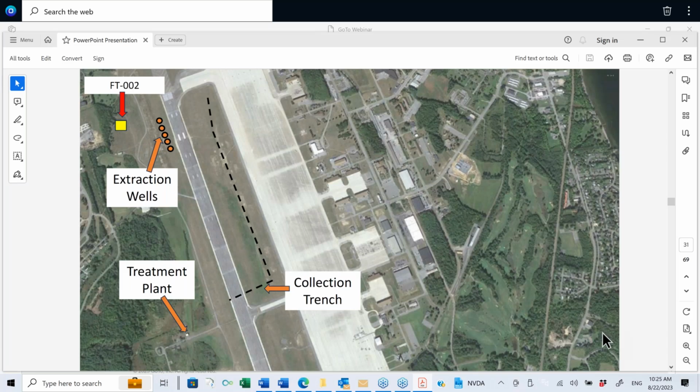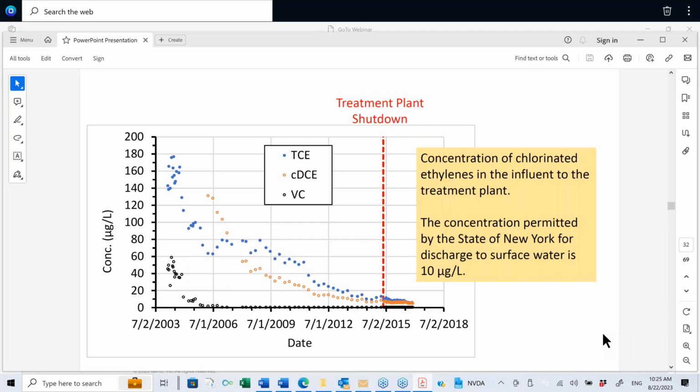And so what they had is they had 5 extraction wells up close to the source of the plume, and then a long collection trench that collected the down gradient portion of the plume, and then both waters, water from the collection trench and waters from the extraction well, were treated in a treatment plant. This is the concentrations of TCE, cis-DCE, and vinyl chloride in water that was delivered to the treatment plant.